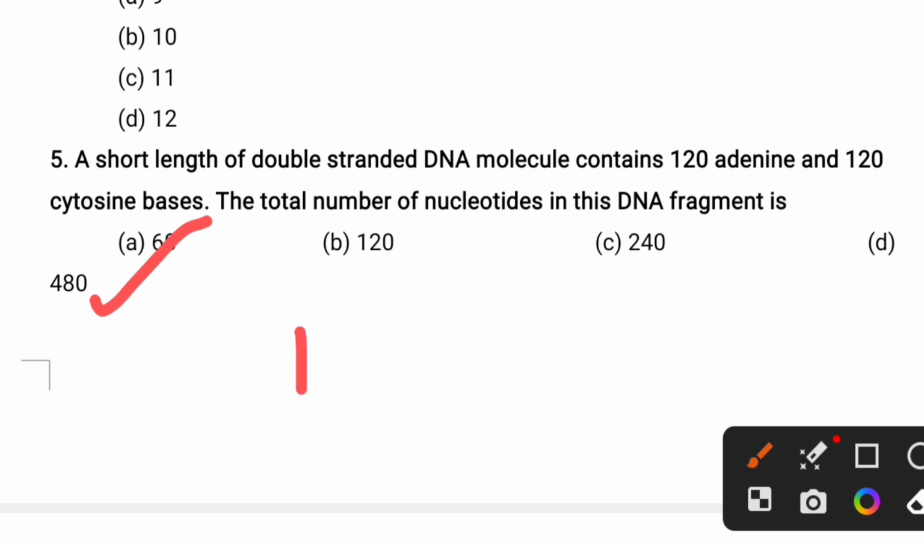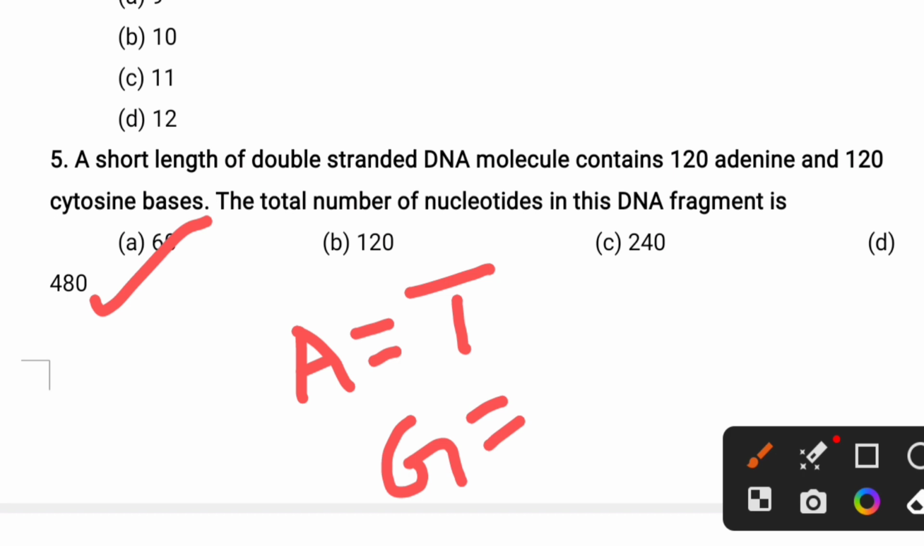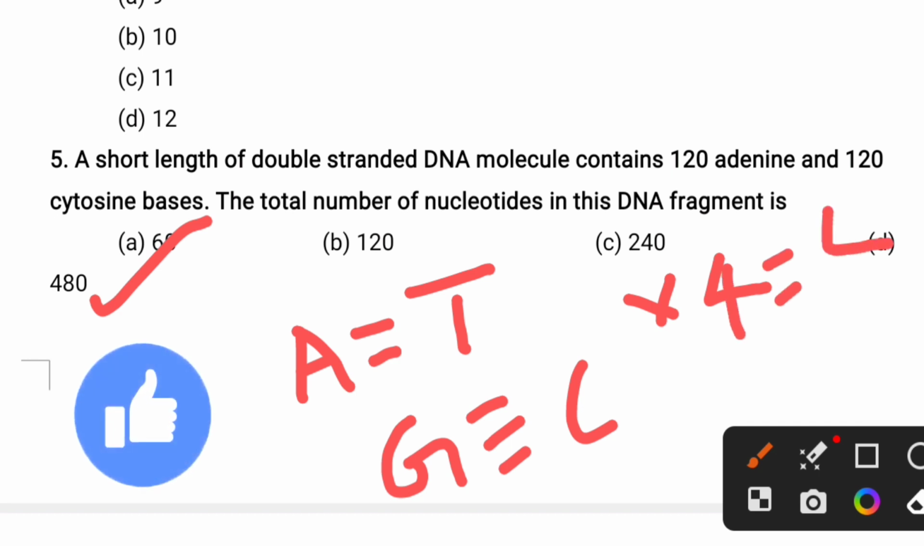adenine is always equal to thymine and also guanine is always equal to cytosine. అంటే ఎన్ని ఎడినిన్ ఉంటాయో అన్ని థైమిన్ ఉంటాయి, ఎన్ని సైటోసిన్ ఉంటాయో అన్ని గ్వానిన్స్ ఉంటాయి. So totally 120 into 4, that is equal to 480 is the correct answer.